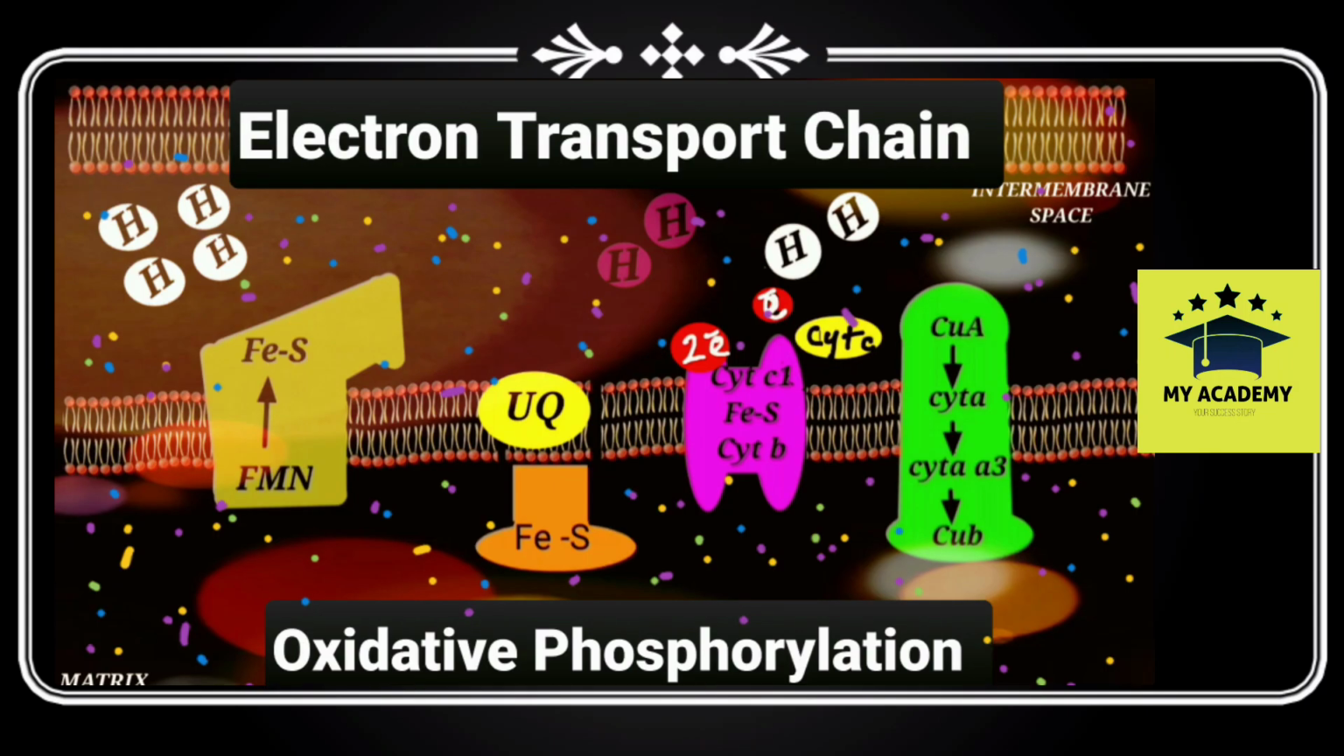In the previous lecture, we talked about the electron transport chain and oxidative phosphorylation. In this lecture, we are going to discuss the chemiosmotic theory and ATP synthesis. Okay, without wasting any time, let us get started.